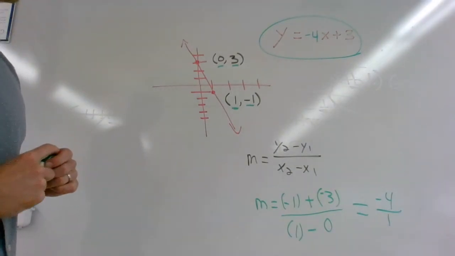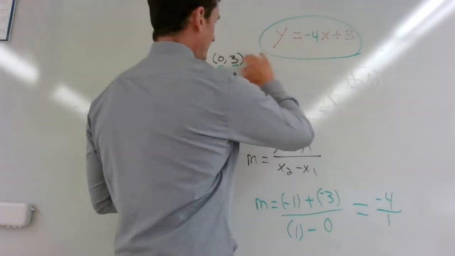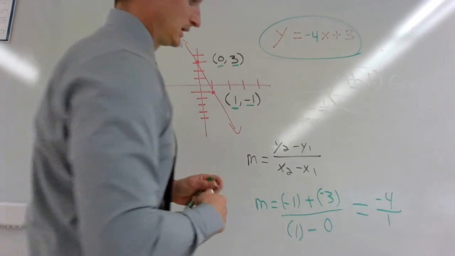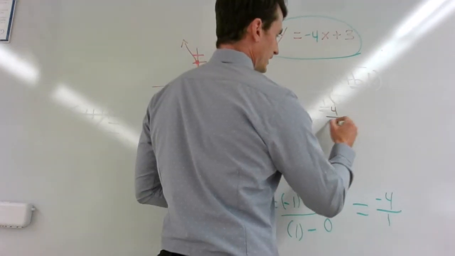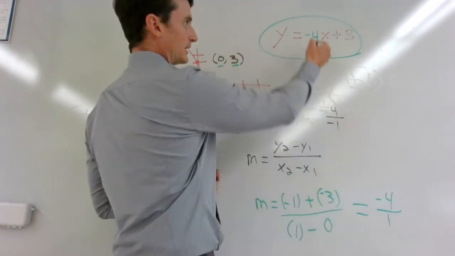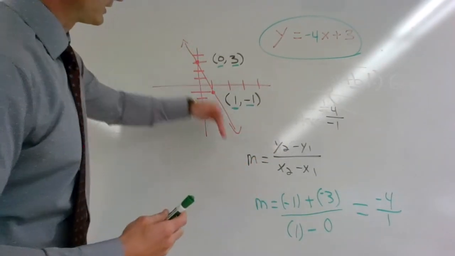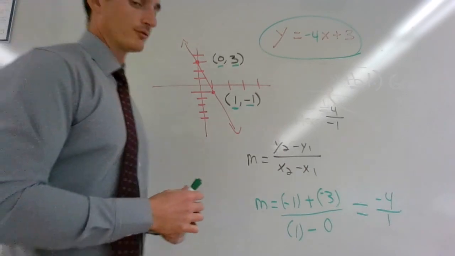Okay. Would I have come up with the same answer if I went the other way? If I did 3 minus negative 1 and 0 minus 1, I absolutely would have. It would have come out to 4 over negative 1, and a positive divided by a negative is still a negative. Okay, so I knew looking at this that it was going to be negative because it goes down from left to right.